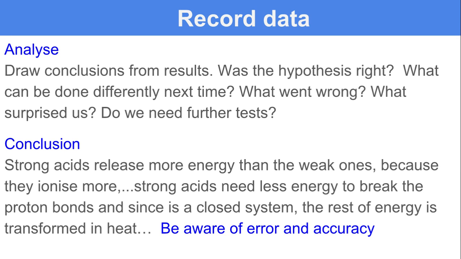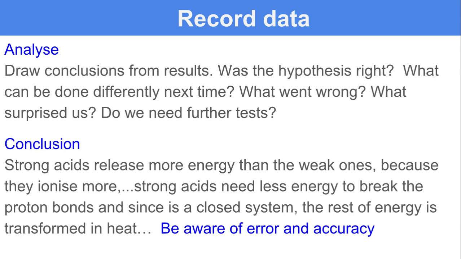And the conclusion now, I wrote a conclusion here because you have no knowledge of the subject yet, but at that point, you are going to have the knowledge to be able to write a conclusion. And the conclusion I wrote was: strong acids release more energy than the weak ones because they ionize more. Strong acids need less energy to break the proton bonds, and since it's a closed system, the rest of the energy is transformed into heat.